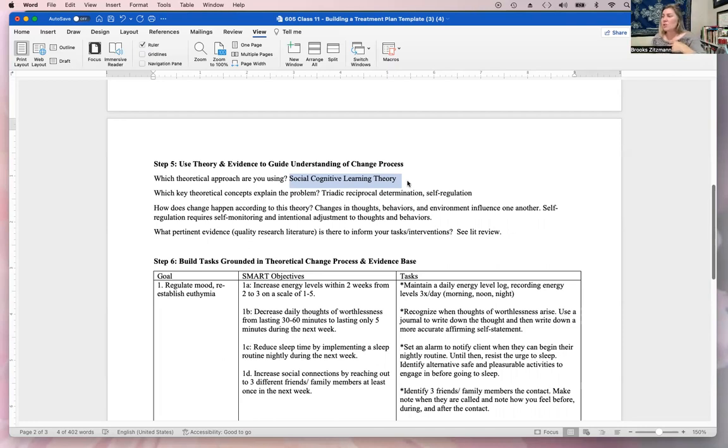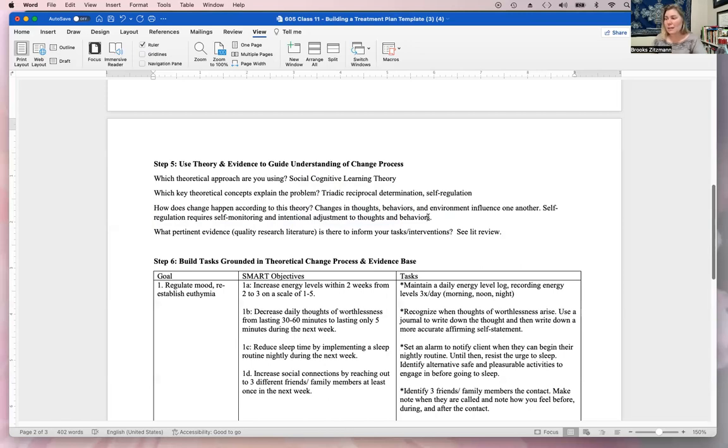Okay, so here I have social cognitive learning theory. What are some key concepts? I've pulled out two: triadic reciprocal determination, remember that from the Walsh book, and self-regulation. Triadic reciprocal determination tells me that this triad of thoughts, behaviors, and environment influence one another, and as one changes, the others might change also. Self-regulation requires self-monitoring and intentional adjustment to thoughts and behaviors. So that's how change happens according to this theory.